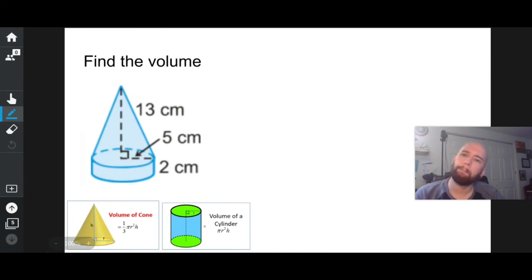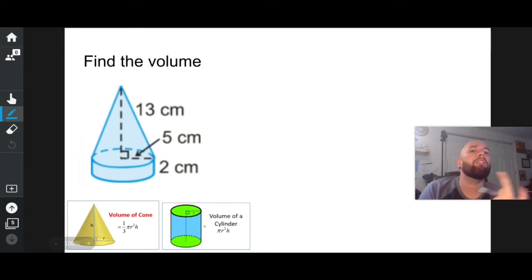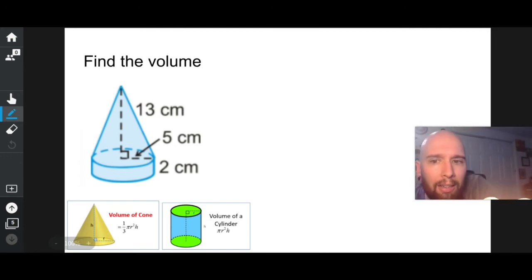Remember him? This is a composite solid. A composite solid is when you take two different solids and glue them together. The way you find a volume of a composite solid is you find each individual solid that you can decipher and then add them up. I have a cylinder on the bottom of a cone. They share the same radius. So let's do the cone first because why not?